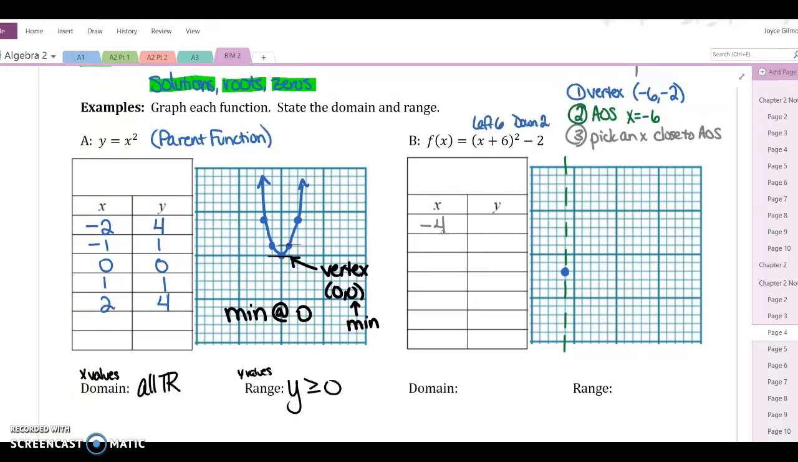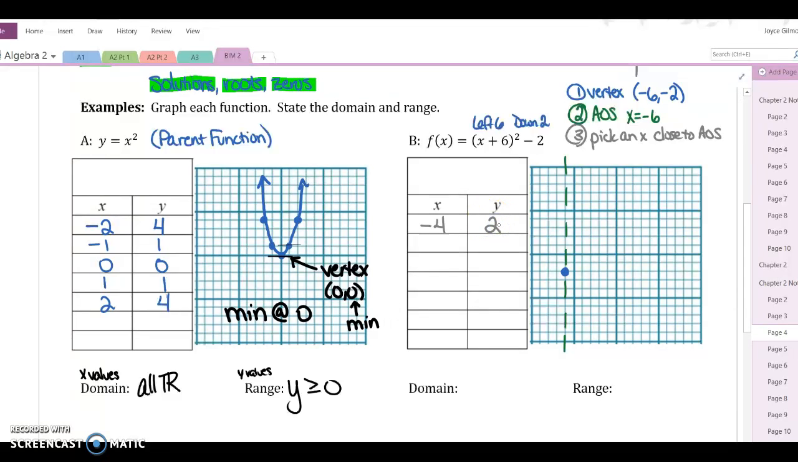What do you suppose I need to do with that -4? How do I find the y value that goes with -4? Plug it in. You can do mental math or grab your calculator and let the calculator do all of the work for you. Parentheses, -4 plus 6, close your parentheses, squared minus 2. If you want to do mental math, go for it. Just be careful that you don't make any crazy mistakes.